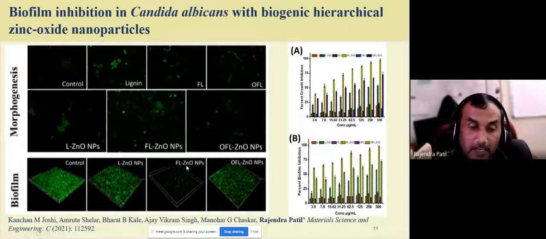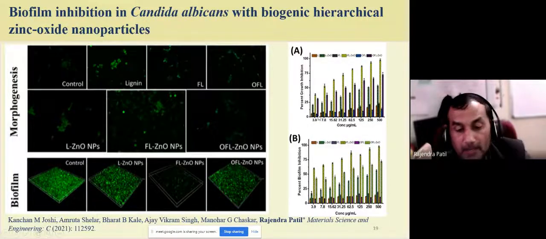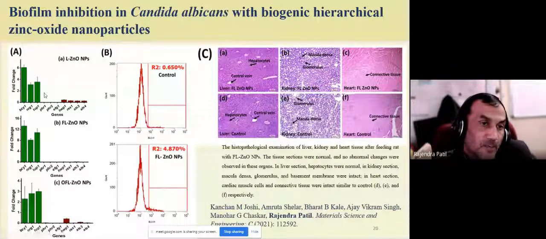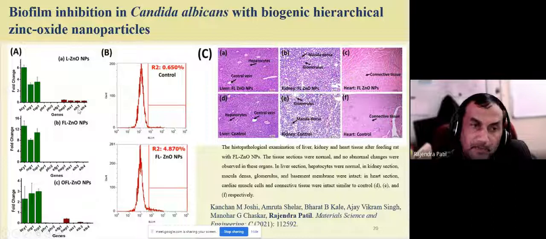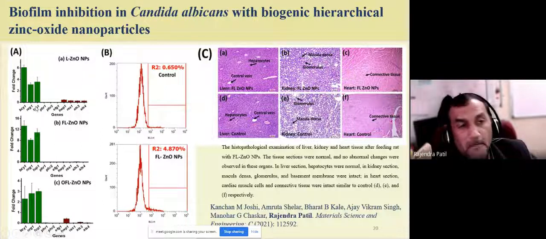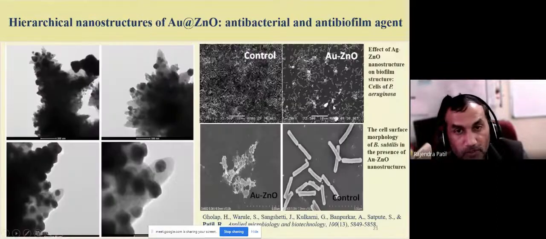However, fragmented lignin zinc oxide inhibited the biofilm formation. We also studied the molecular mechanism, as to what genes are affected by the use of this zinc oxide nanomaterial, the fragmented and oxidized lignin material, by real-time PCR. We found that the genes that play an important role in the biofilm were down-regulated. The positive regulators of the biofilm were down-regulated, and the negative regulator of the biofilm was upregulated. So that was the work that we published.